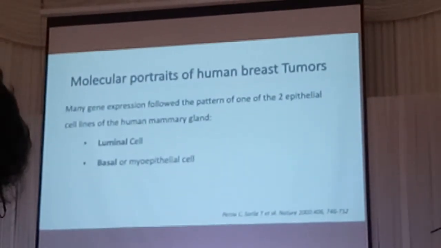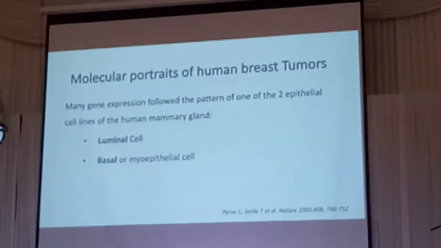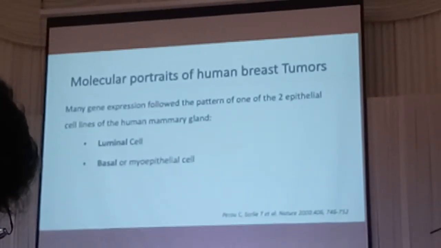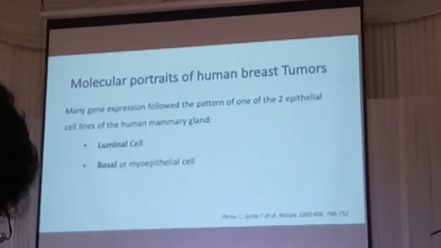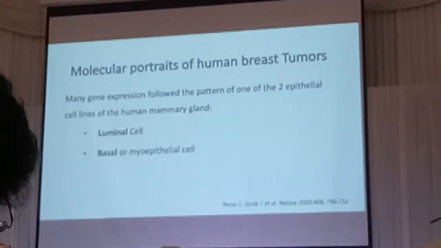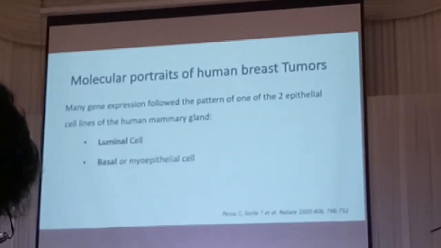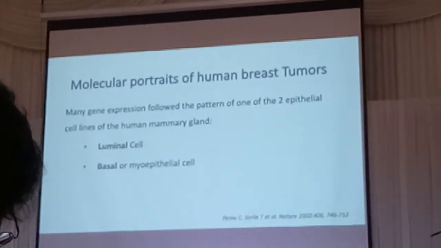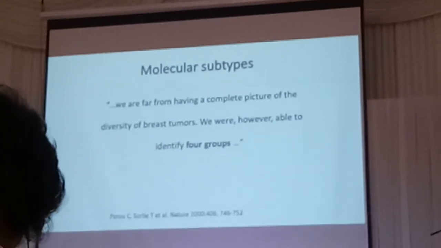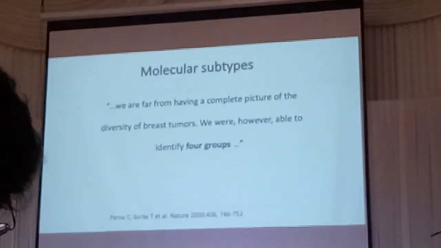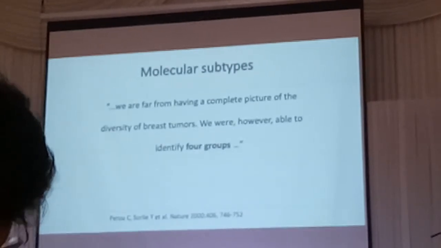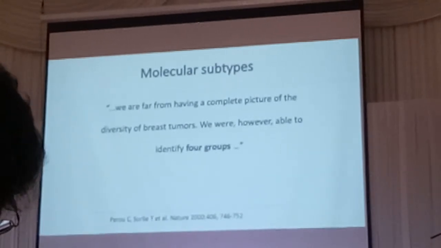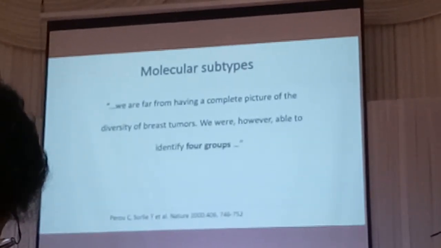Since the great work by Perou that was published in Nature in 2000, he studied many genes that were expressed in breast tumors, and he found that there are 2 epithelial cell lines of the human mammary gland, mainly the luminal cells and the basal or myoepithelial cells, according to their site. However, he concluded that we are far from having a complete picture of the diversity of breast tumors. We were, however, able to identify 4 groups. And now there are more than 4 groups also.